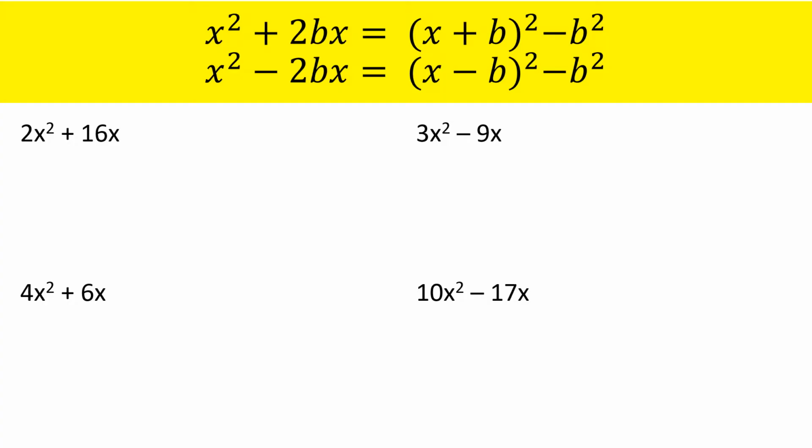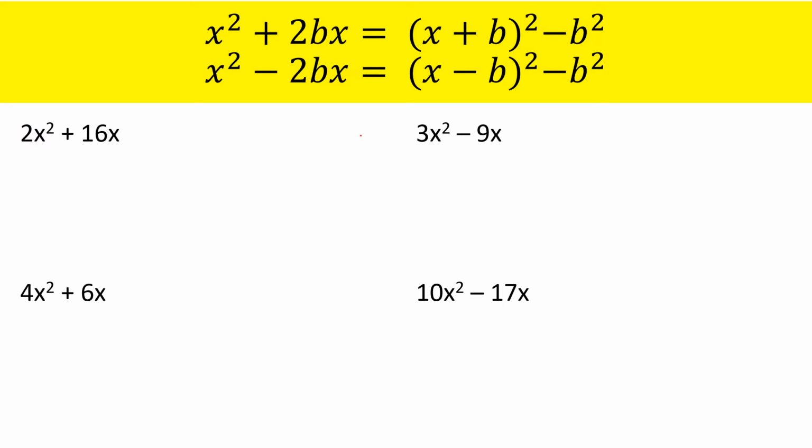Let's go. So at the top of the screen there, you've got the familiar formula from last week. If you haven't seen that, I'd recommend going and watching it first, otherwise this is going to make no sense whatsoever. And all we're going to do is apply this completing the square idea to when the number in front is not x squared. So for example, here it is 2x squared.